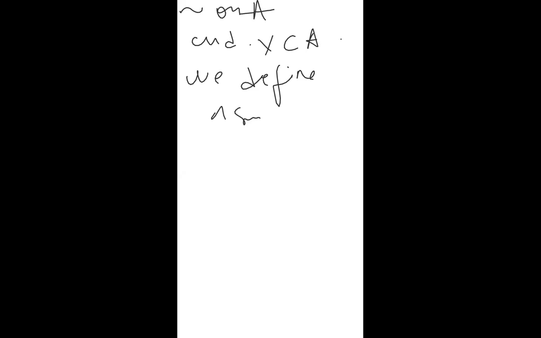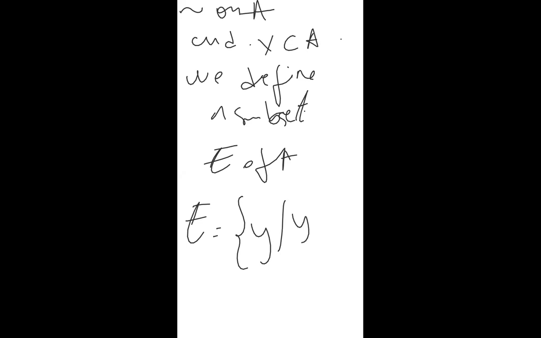So then we can define a subset. Let's say that we define an equivalence relation on A, right? And we have an element x in A. We can define a subset E of A such that E is defined like this: the set of all y's such that y is in relation with x. And it's called an equivalence class, the equivalence class determined by x.